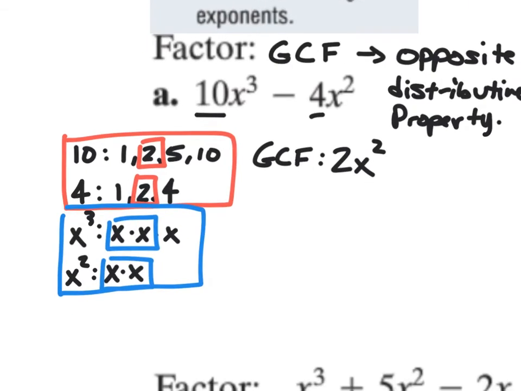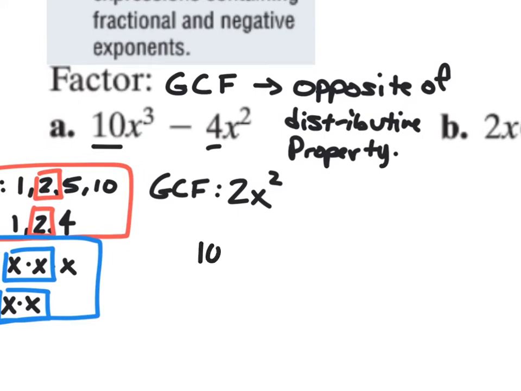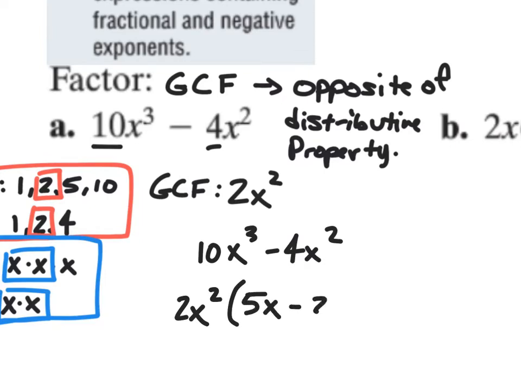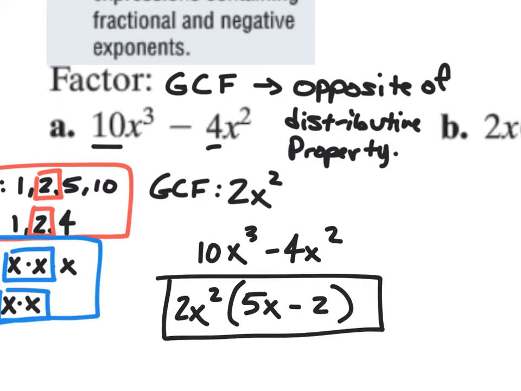Now, what I want to do is factor that out. So I'm going to take 10x cubed minus 4x squared, and I'm going to factor out, do the opposite of the distributive property, for 2x squared. So if I factor out 2x squared, I am left with 5x minus 2. The reason I was able to do this automatically is because I'm asking myself the question: if I factor out a greatest common factor of 2x squared, what would be left over for me to get back to 10x cubed minus 4x squared? This is my answer.